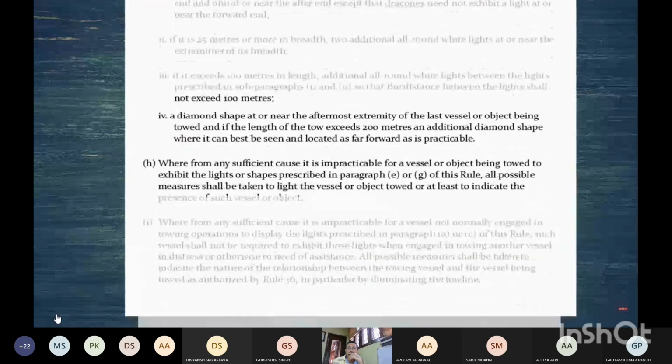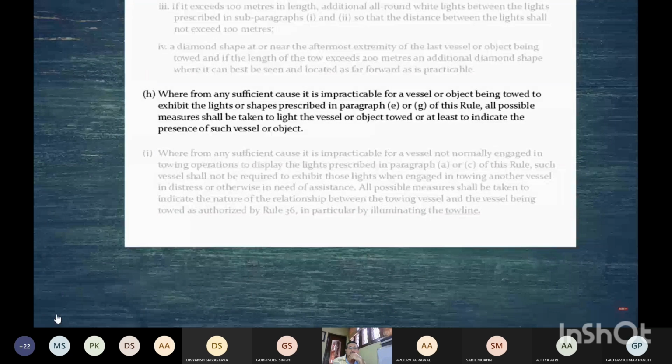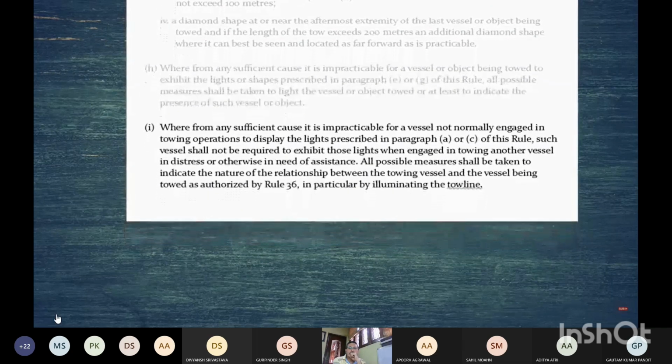And then we're on to the exemptions. If it's impracticable for a vessel or object being towed to exhibit the lights that we've talked about, all possible measures shall be taken to light the vessel or object being towed, or at least to indicate its presence. And then finally, if you're towing another vessel and you don't normally engage in towing operations, you might find that you can't exhibit the lights you need to, and you're exempted from doing this if you're engaged in towing another vessel in distress or otherwise in need of assistance.